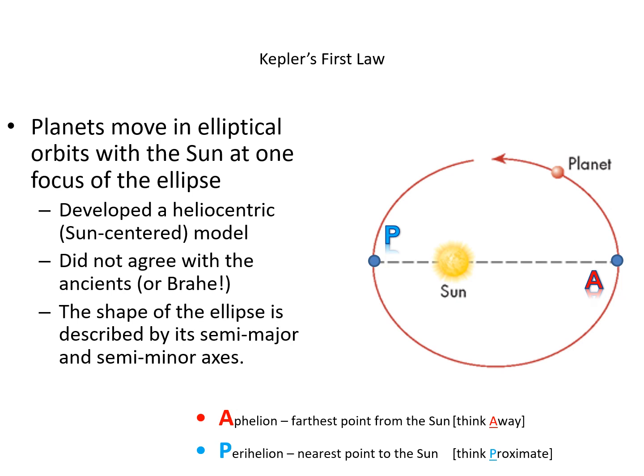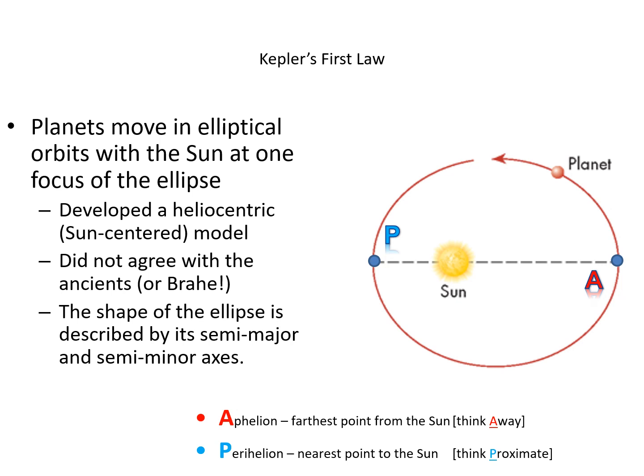And note that this did not agree with the ancients. This did not agree with Brahe. This didn't even agree with Copernicus, not in the fine detail that Copernicus had. Copernicus demanded a circle for the motion. Kepler's first law of planetary motion modifies Copernicus's model.